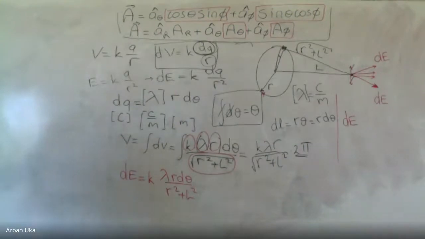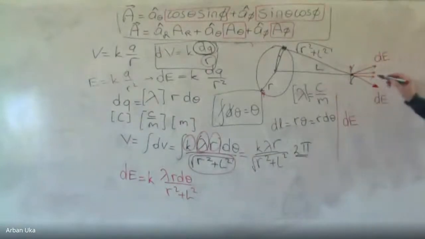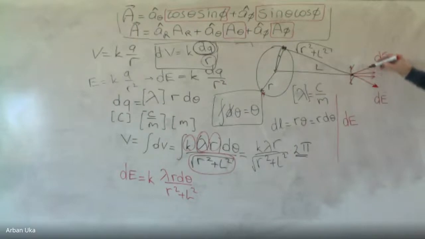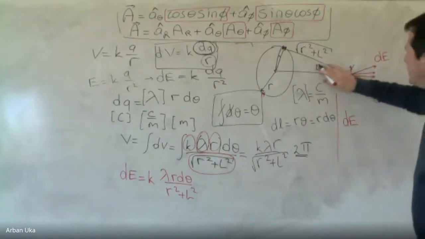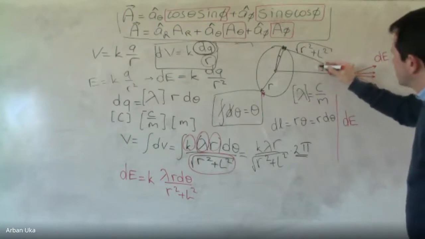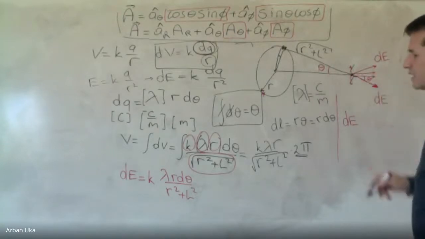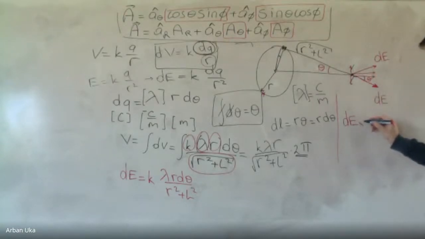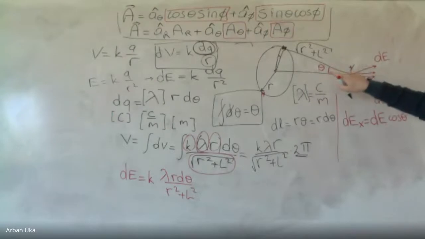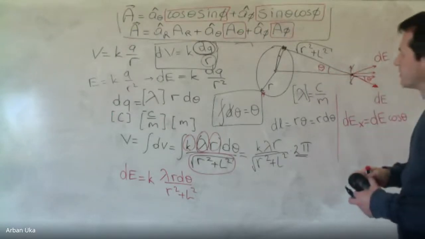And now with this dE, it will be best if we just include this component along this axis, okay? And we have to multiply this one by cosine theta. Now, if this is angle theta, and this is also angle theta between the dE and the dEx. So let's make a correction here.